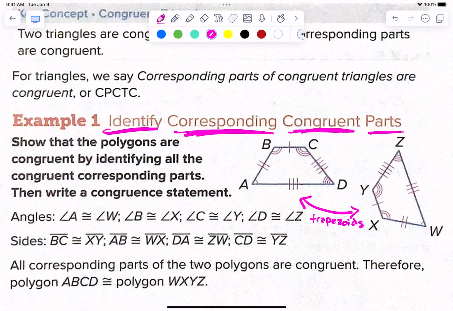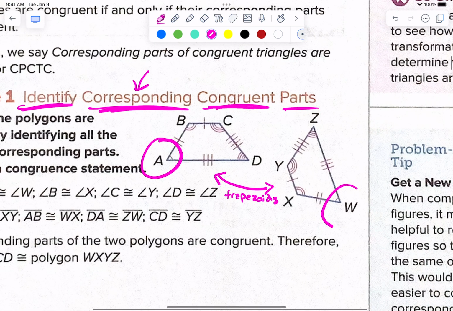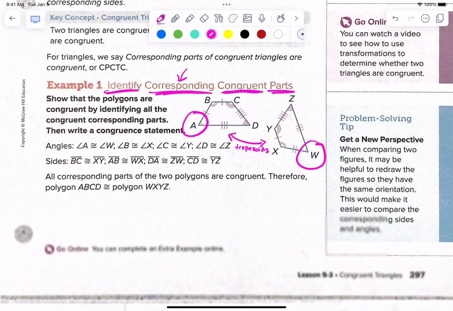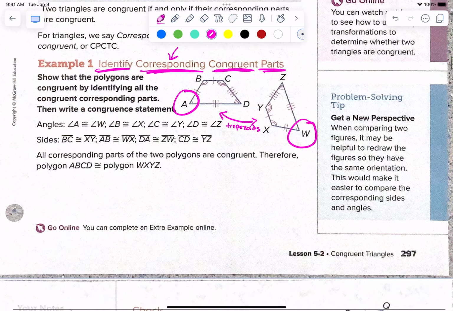What does corresponding mean? They're basically the same. The ones that go together, right? Like what does A go with? W. We're identifying which ones go together. Congruent means the same. The parts are like A and W. So show that the polygons are congruent by identifying all the congruent corresponding parts.